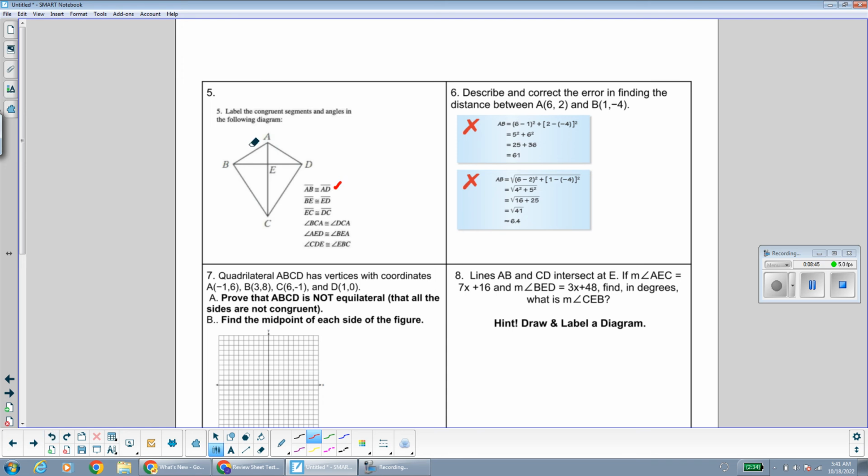AB congruent to AD, BE congruent to ED, EC congruent to DC, angle BCA congruent to angle DCA, angle AED congruent to angle BEA, angle CDE congruent to angle EBC.